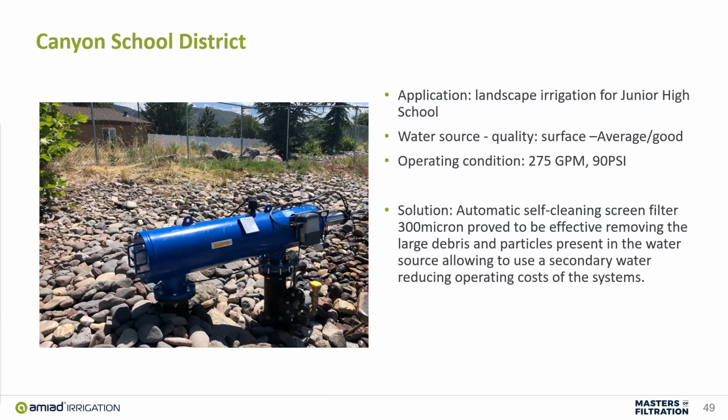So here we have the Canyon School District. They have a similar kind of application, but a little smaller gallons per minute, 275 gallons per minute and 90 PSI. They had average to good water. They only needed to filter down to 300 micron. So they were probably using rotors or larger sprays in order to irrigate their system. So their manufacturer's requirements were a little different in that they were the 300 micron and not the smaller, like the 120, 130 that we were seeing on the drip back earlier.